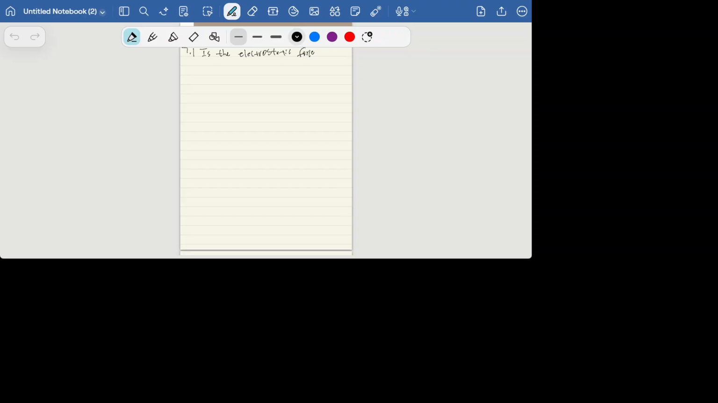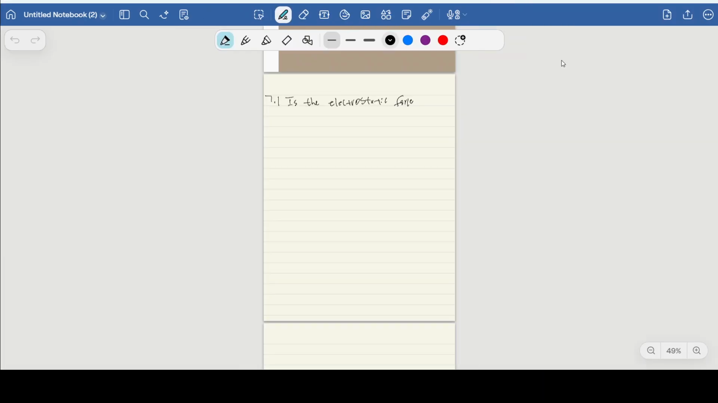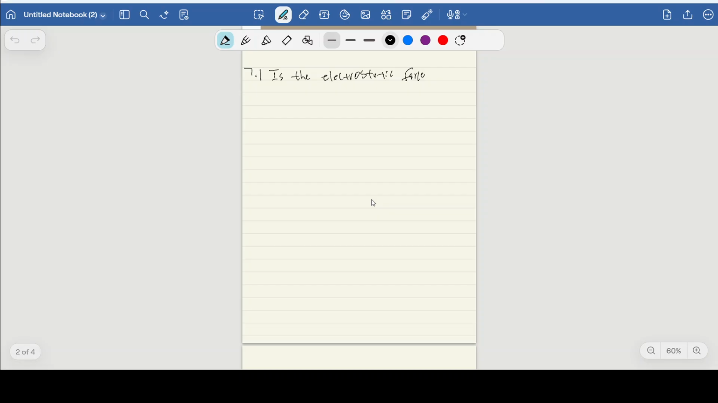So, can you see the screen? You can't? No, I can't. Okay, let me reshare. Okay, so I believe now you can see the screen.